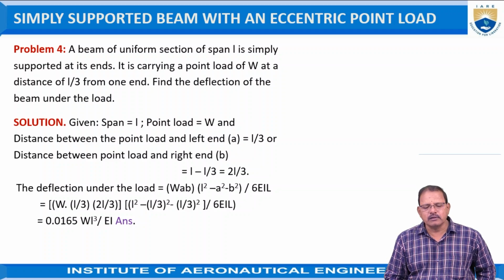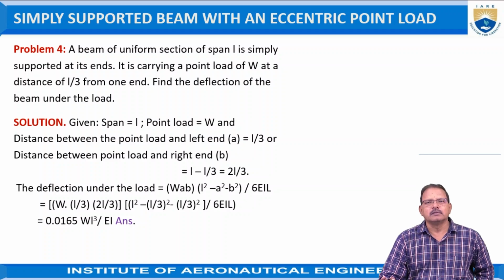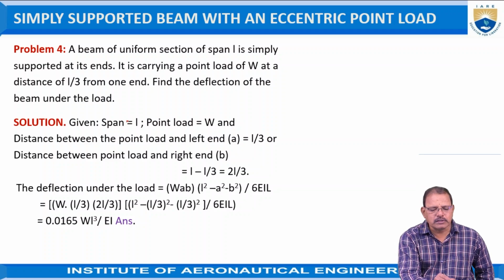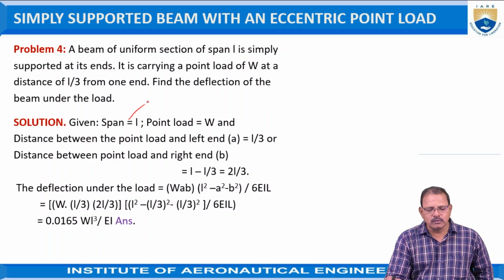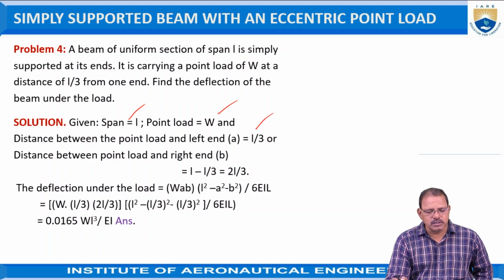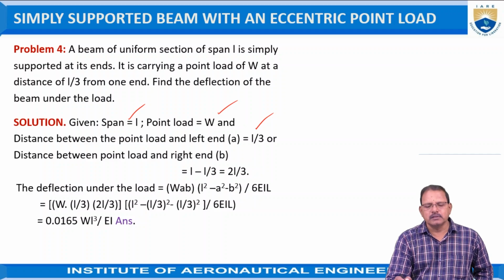A beam of uniform section of span L is simply supported at its ends. It is carrying a point load of W at a distance of L by 3 from one end. Find the deflection of the beam under the load. Given span is equal to L, that is the length of the beam. Here point load is equal to W, and the distance between the point load and the left end is given as L by 3, one third of its length. The distance between the point load and the right end is the remaining value, 2L by 3.